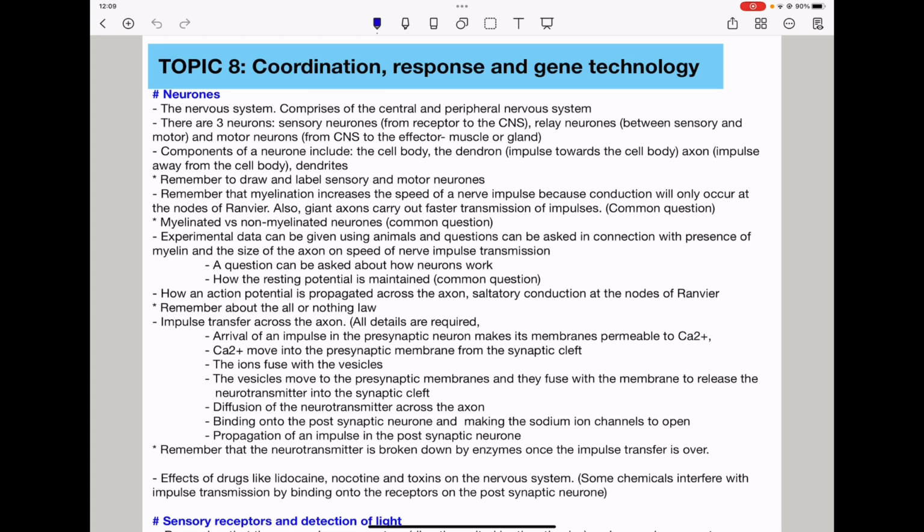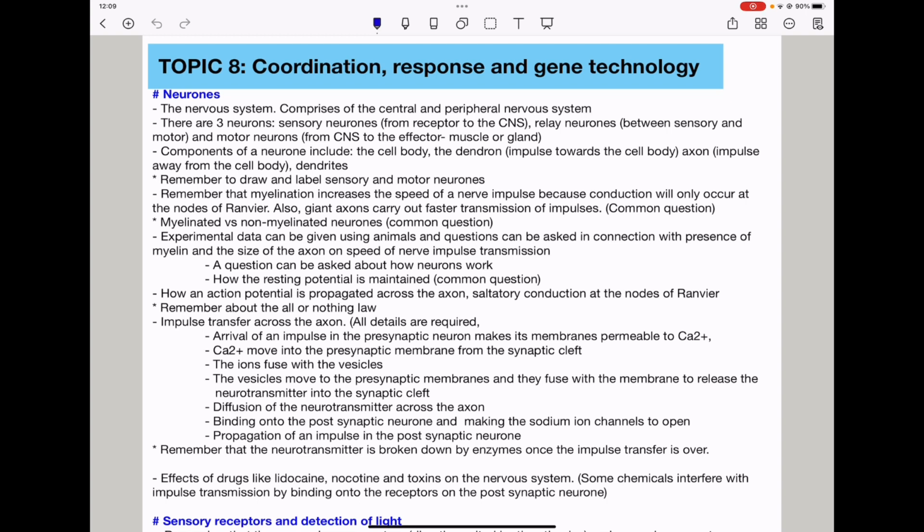Remember to draw and label the sensory neuron as well as the motor neuron. And remember how impulse is transmitted across them, in which direction it's transmitted. Remember that myelination increases the speed of nerve impulse because conduction will occur at the nodes of Ranvier only. You also need to know that giant axons carry out faster transmission of impulses, and this is a common question. The other common question is myelinated neurons versus non-myelinated neurons in terms of how they perform their functions. You need to know that neurons that are myelinated transfer impulse at a faster rate than non-myelinated neurons.